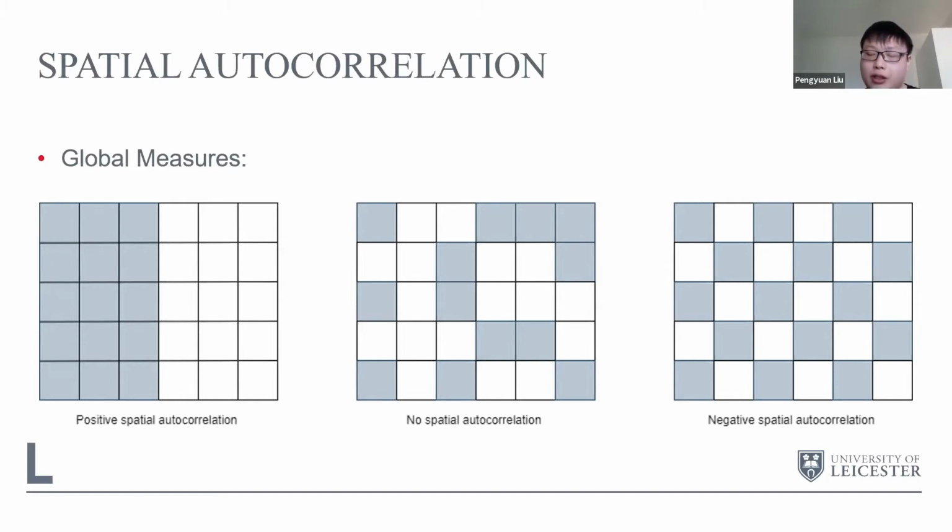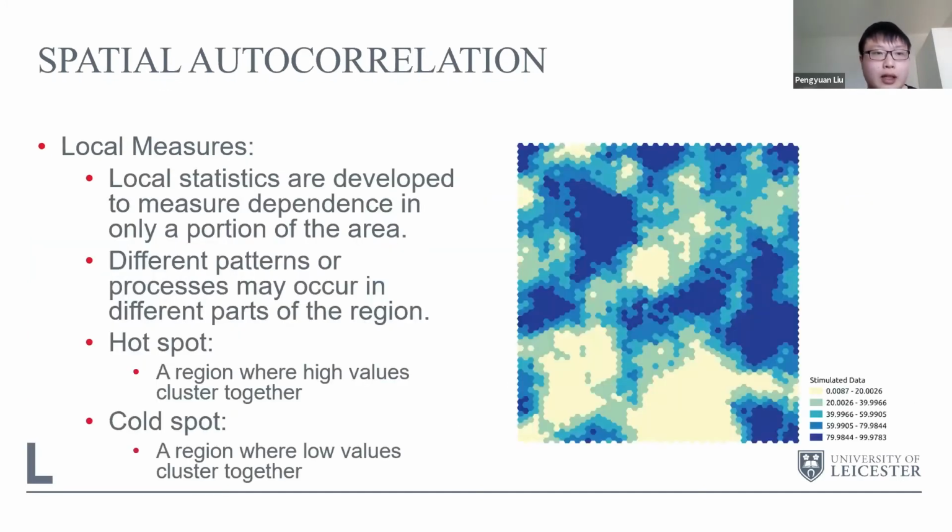But apart from the global measures of measuring the spatial autocorrelation, we also have local measures. Local measures are developed to measure the dependence to only a proportion of area. Different patterns or process may occur in different parts of the region, and we normally define the autocorrelation happening in local statistical level using hotspot and the cold spot. And hotspot is a region where high values cluster together, and the cold spot is a region where low values clustering together. As an example map showing on the right hand, this is an artificial data set created for the hexagons, which this map, I will also introduce this map in my following slides as well.